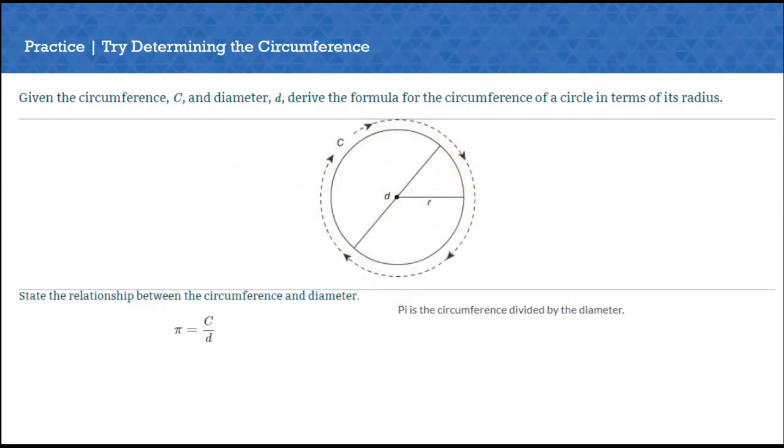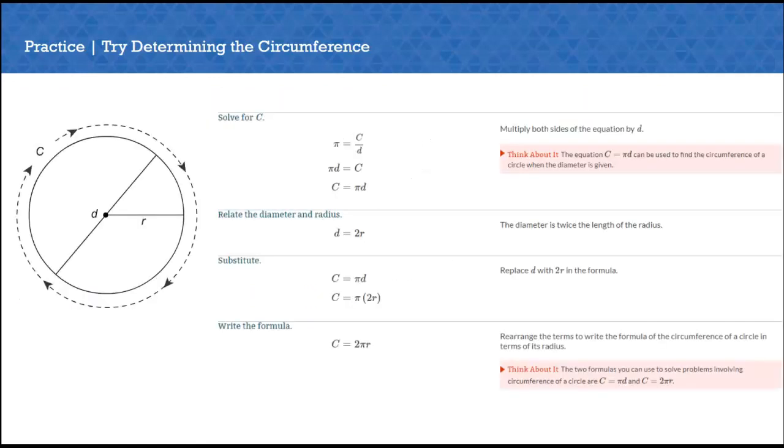Given the circumference c and diameter d, derive the formula for the circumference of a circle in terms of radius. State the relationship between the circumference and the diameter. So pi is the circumference divided by the diameter, which would tell us that pi equals c over d. And then I can move this over by multiplying d by both sides, and I would get pi d equals c. Or a lot of times you're going to hear it said circumference equals pi d.